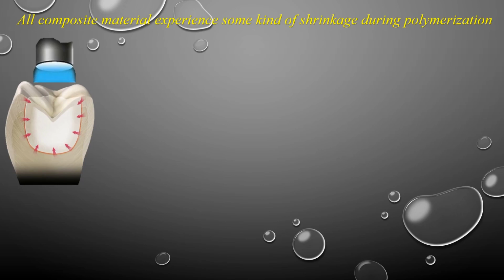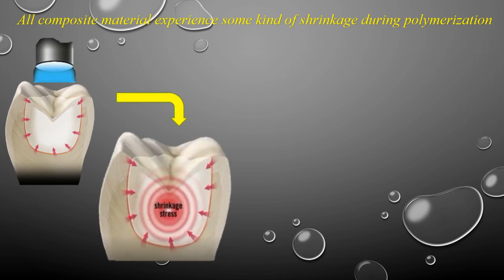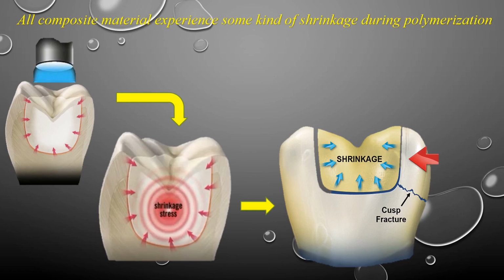But when the monomer gets converted into polymer and shrinkage still occurs after that, that shrinkage leads to stress formation, and this stress cannot be dissipated. This shrinkage stress contracts the material and detaches it from the cavity wall. The resulting gap formation can lead to secondary caries, post-operative hypersensitivity, fracture of the restoration and also cusp fracture.